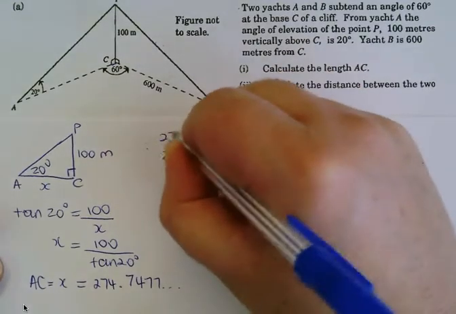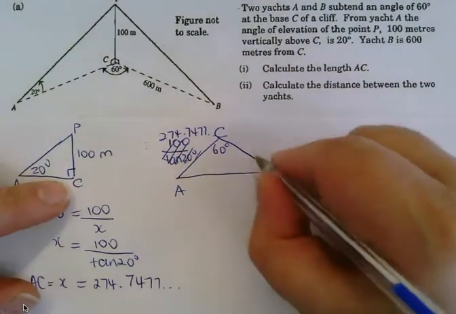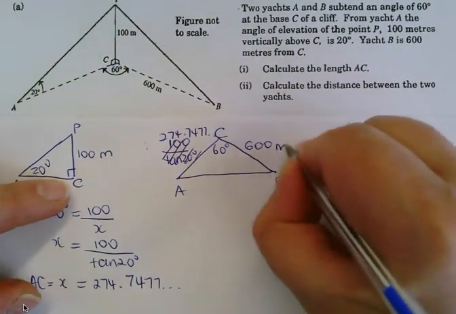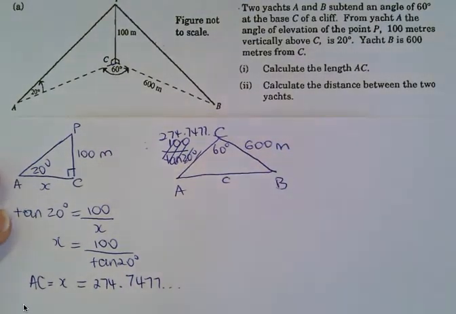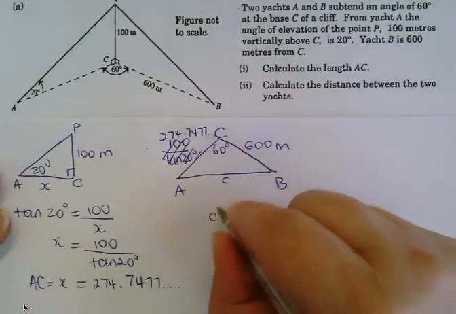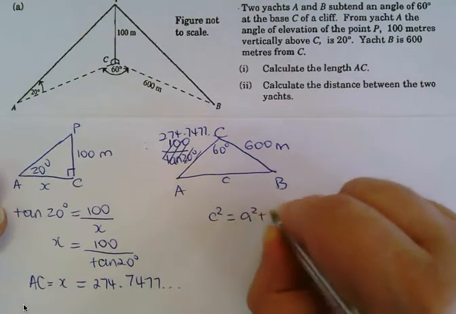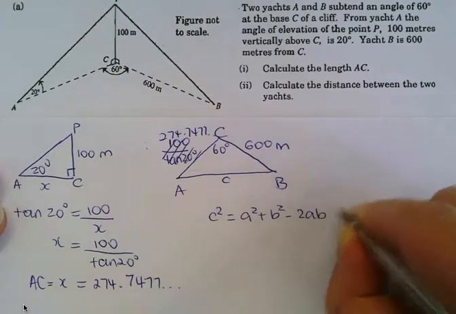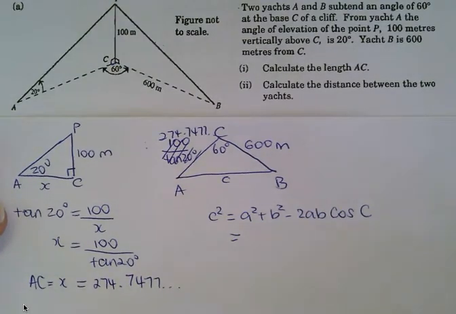It is 274.7477, etc. And this distance here, CB, is 600 meters, and they want the distance between the two yachts, which is AB. I'm going to call it little c. So c squared is, what rule? Two sides and the included angle. Cosine rule. c squared is a squared plus b squared minus 2ab cos of c. We know cos of c is an exact value. It's a half. Cos of 60.